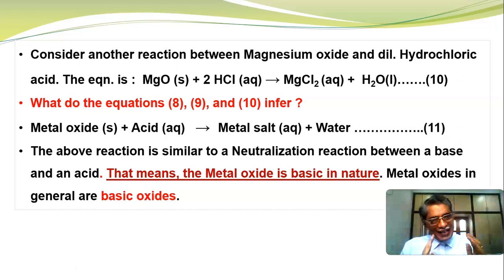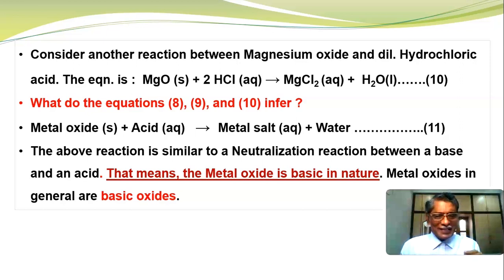Now consider another reaction between magnesium oxide and dilute hydrochloric acid. The equation is MgO (solid) + 2HCl (aqueous) gives rise to MgCl2 (aqueous) + H2O. Now, if you look at equations 8, 9 and 10, what do you infer?